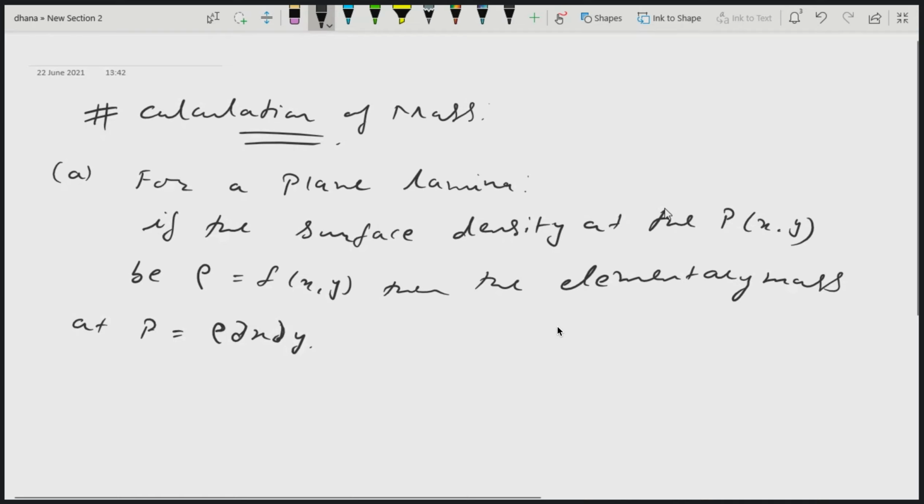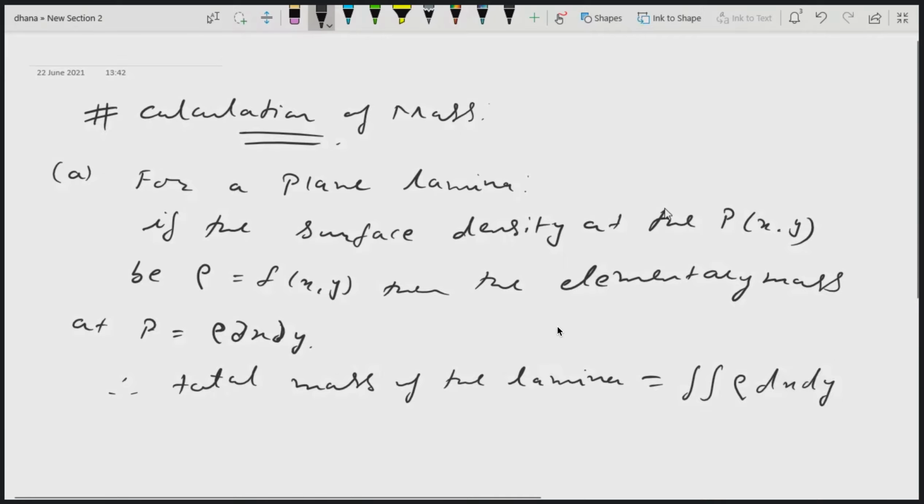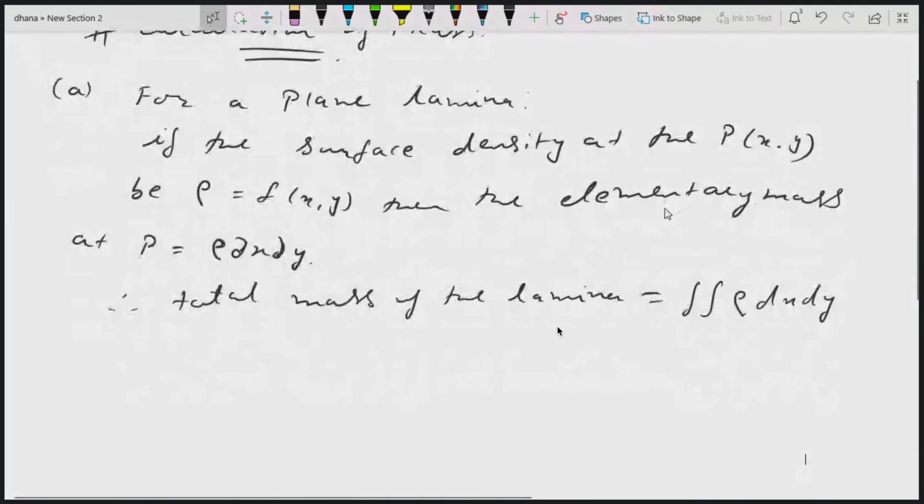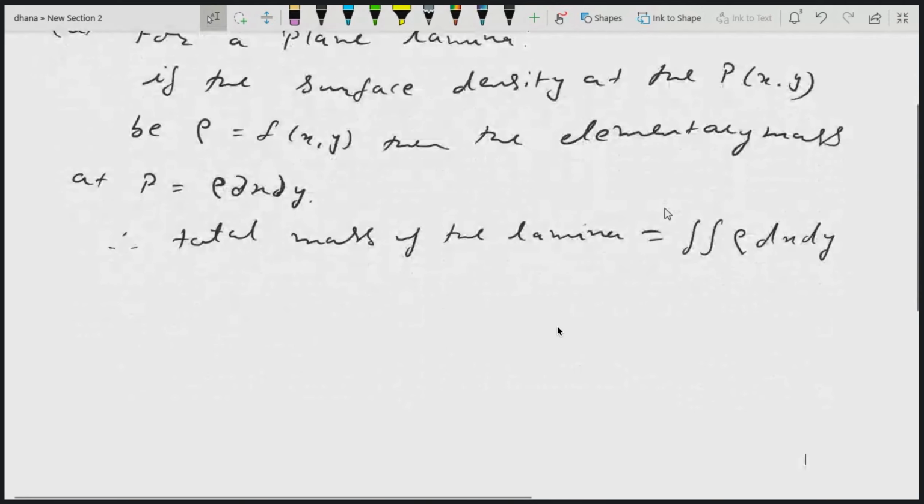So the total mass of the lamina will be given by the double integral of rho dx dy, or you can write dy dx, it doesn't matter, depending upon your interest and the question. Here the integrals embrace the whole area of the lamina.